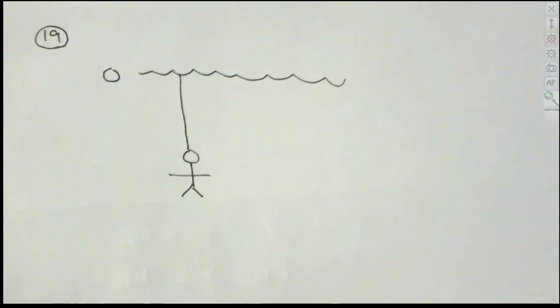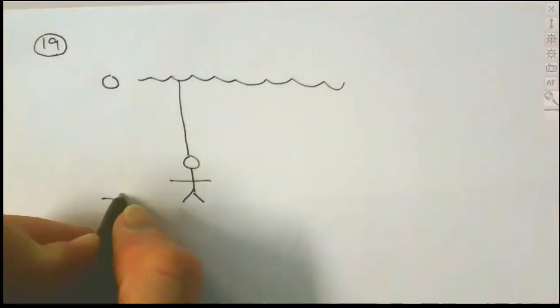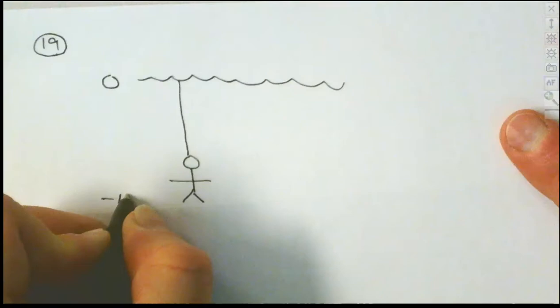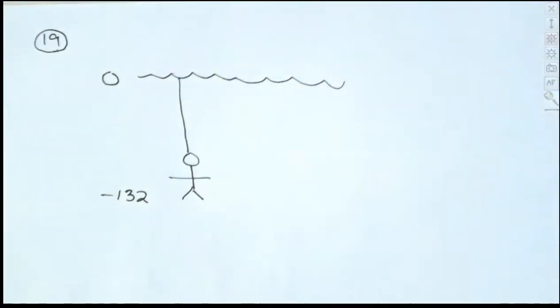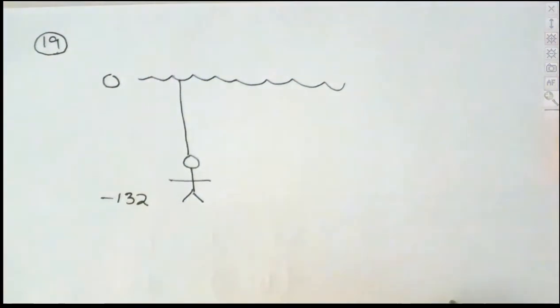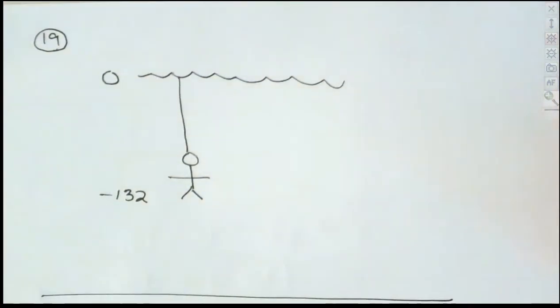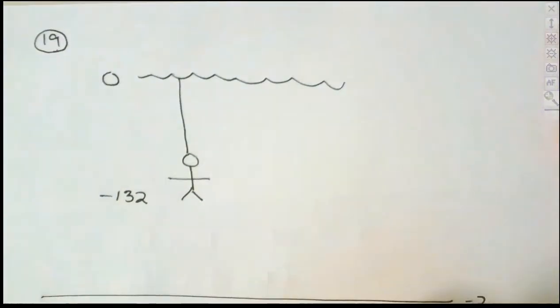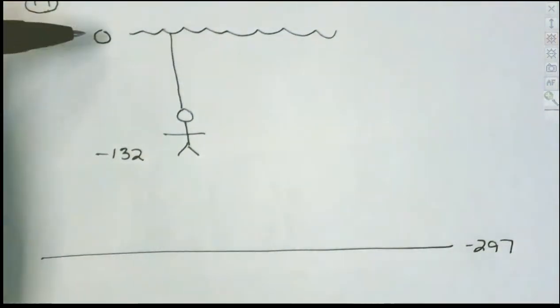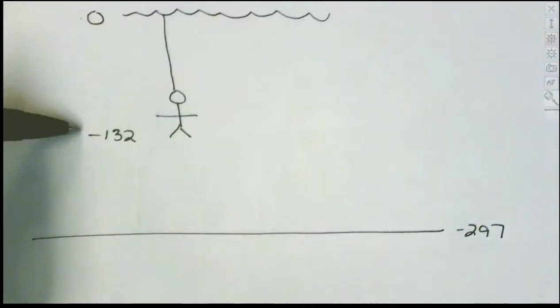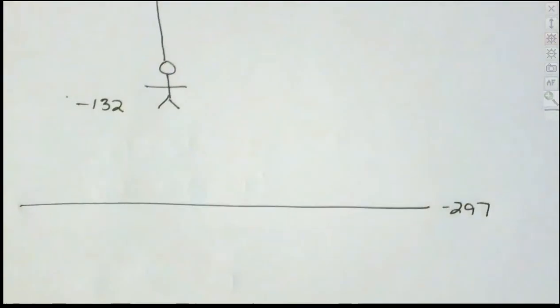And we've got this diver, and he's down here at minus 132 feet. Is everyone okay with that so far? Now, then we've got the ocean floor down here, and the ocean floor is at minus 297. So that's what we've got so far. We've got the ocean here, a diver going down 132 feet, and then the bottom of the ocean here.